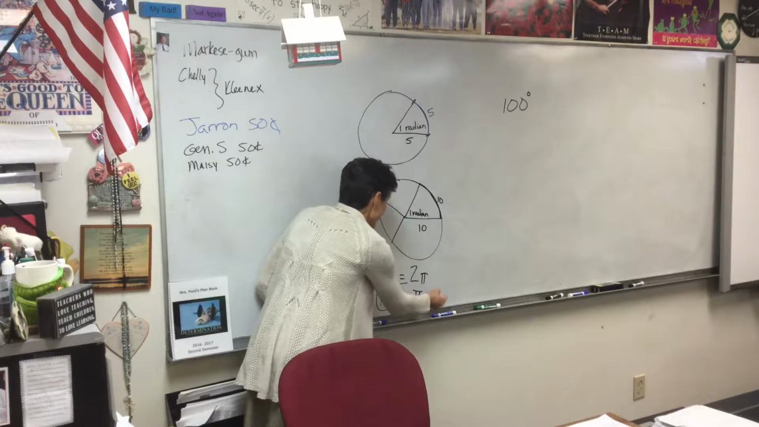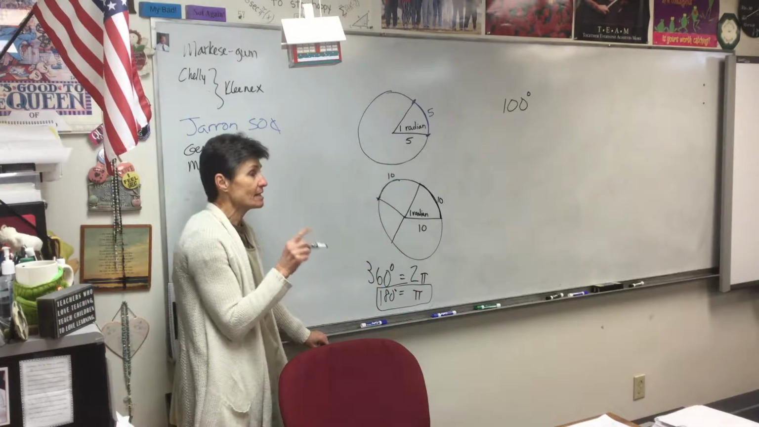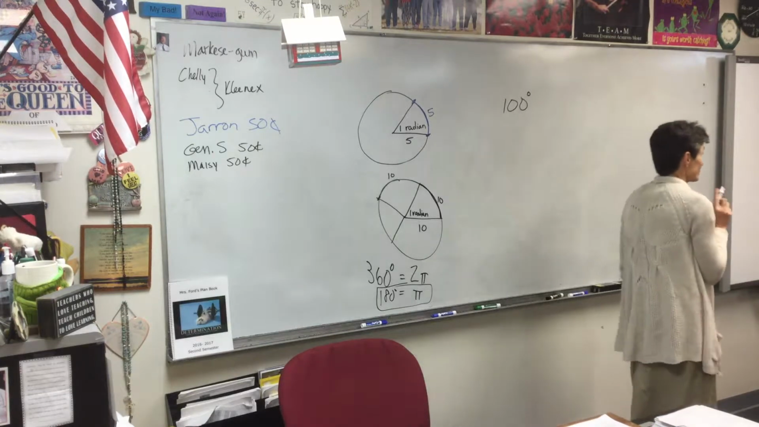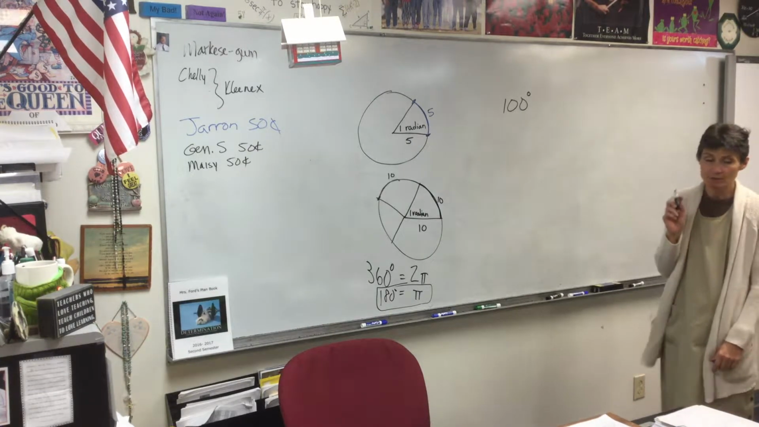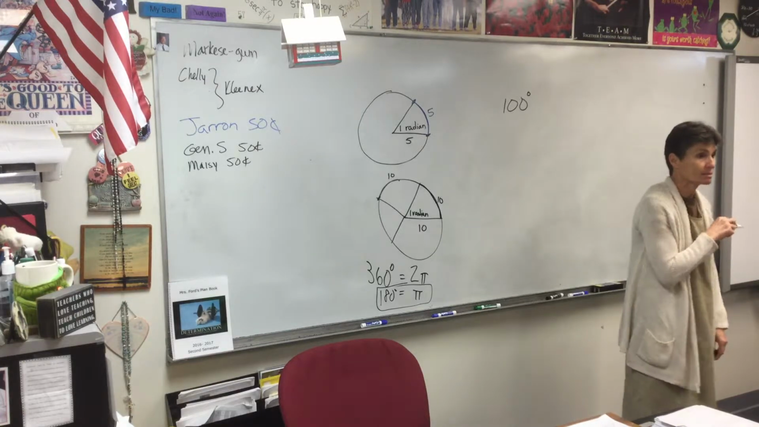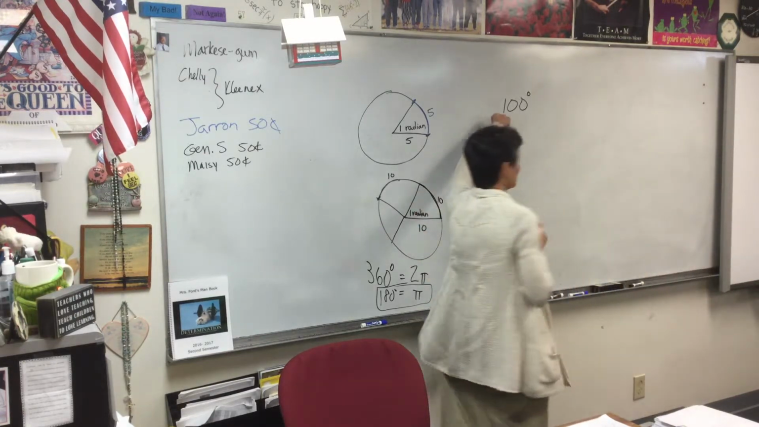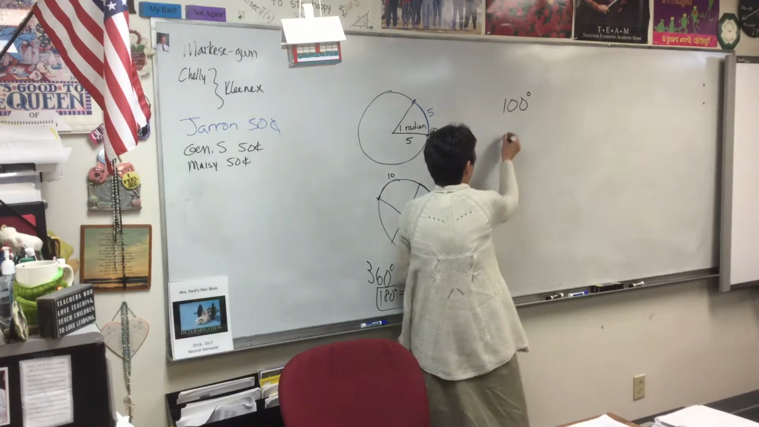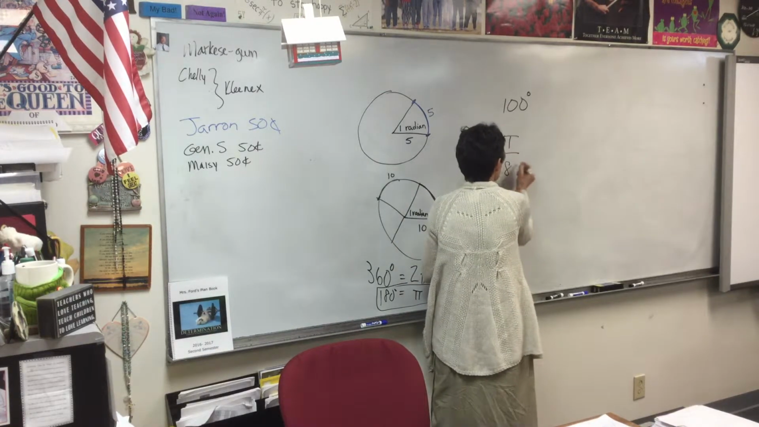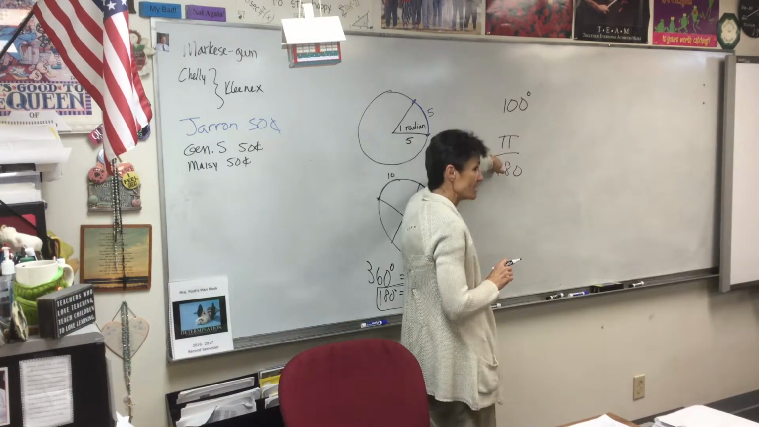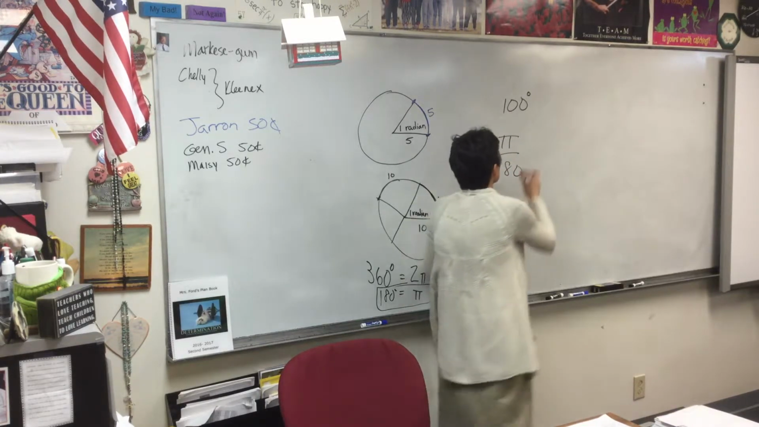So pi radians, if I said spin pi radians, you would spin 180 degrees. They're equal. Pi radians is the same as 180 degrees. So if I want to know how many radians 100 degrees is, it's real simple. I know pi is the same as 180. Pi radians is 180 degrees.